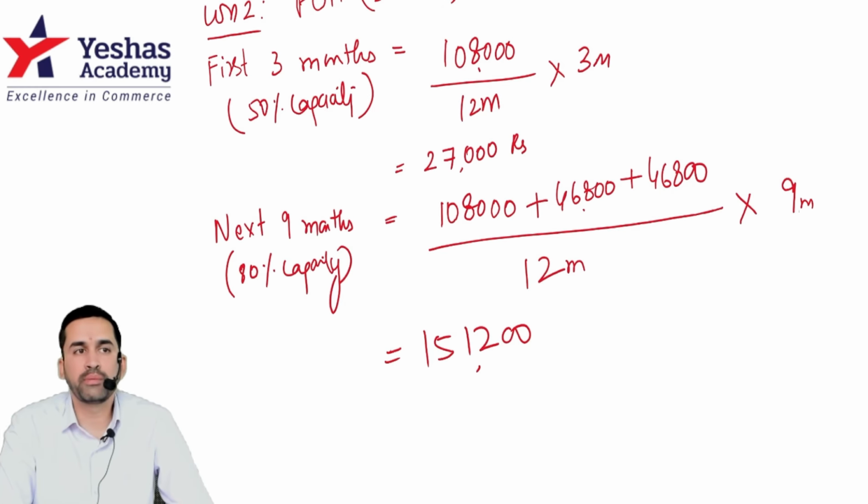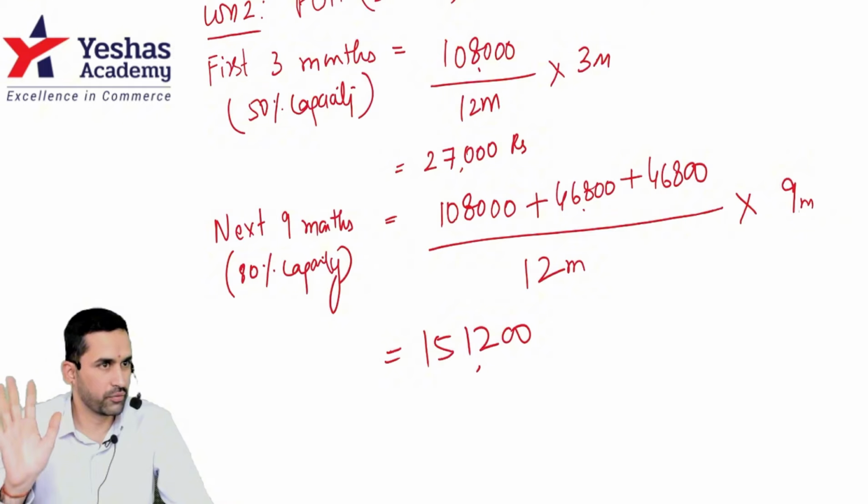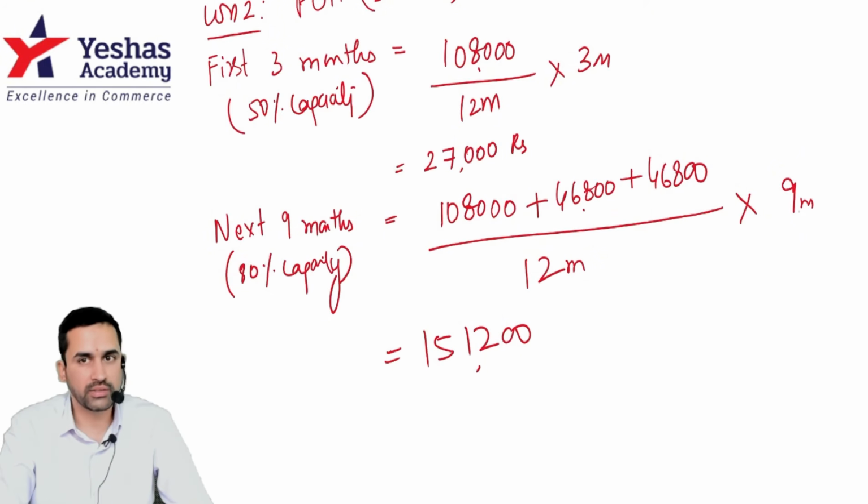What if first 3 months I am at 0% capacity? Will I still write 27,000? What if first 3 months my production is at 0% capacity? Basically, I did not do anything for first 3 months. Will I still write 27,000? Yes. Explain why.